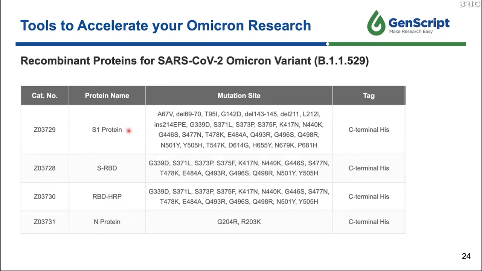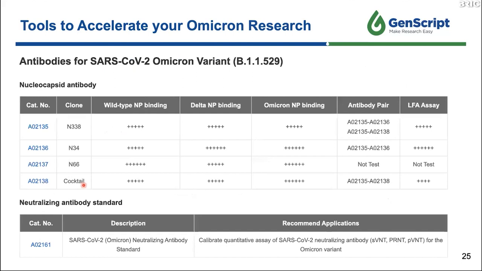So these proteins can be used as positive controls in assays, and also as antigens for vaccine development. And also for the RBD, we do provide the binding data to the ACE2 receptor. And we also provide different antibodies for the Omicron variant.